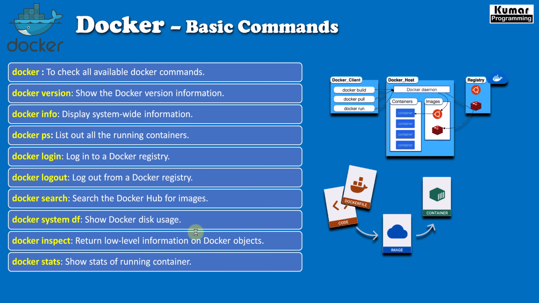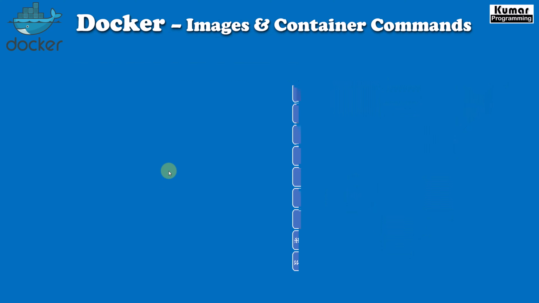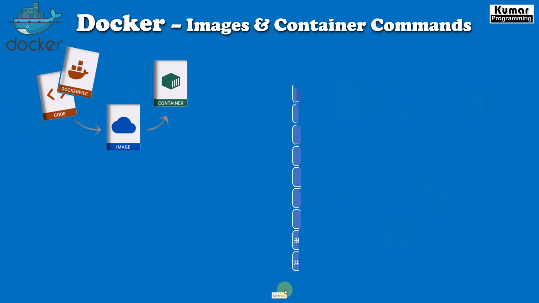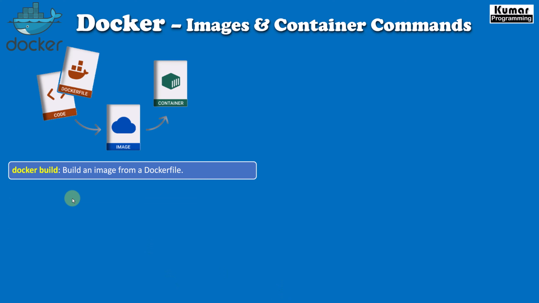So these are all the commands that belong to the basic category, and you must already be knowing about them, right? And I hope that all these commands are clear to you. Now let's move to the next category, which is image and container commands. So the first command for image management is the docker build command.